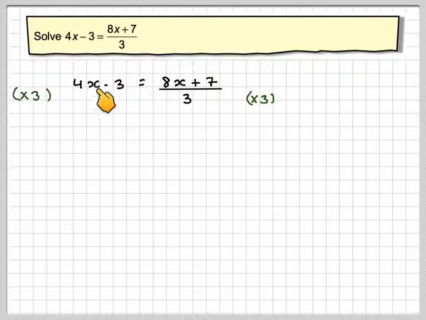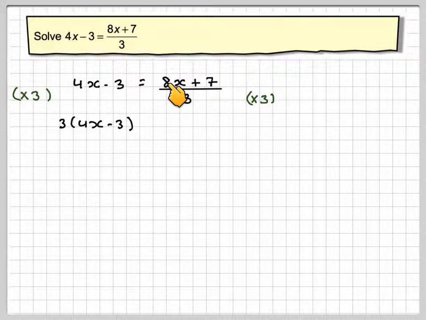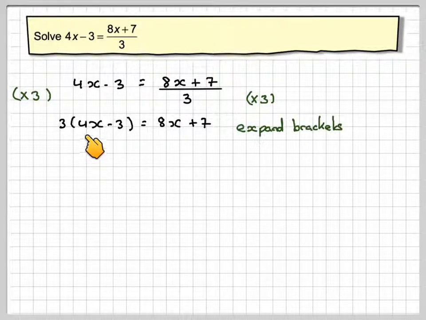So if we're going to multiply all this by 3, we need to write 3 brackets 4x minus 3. And if we multiply this side by 3, you get 3 divided by 3, which is 1, sorry, which is nothing. So you're just left with 8x plus 7. And now we've made the equation easier to solve. So the next step would be to expand the brackets on this side.